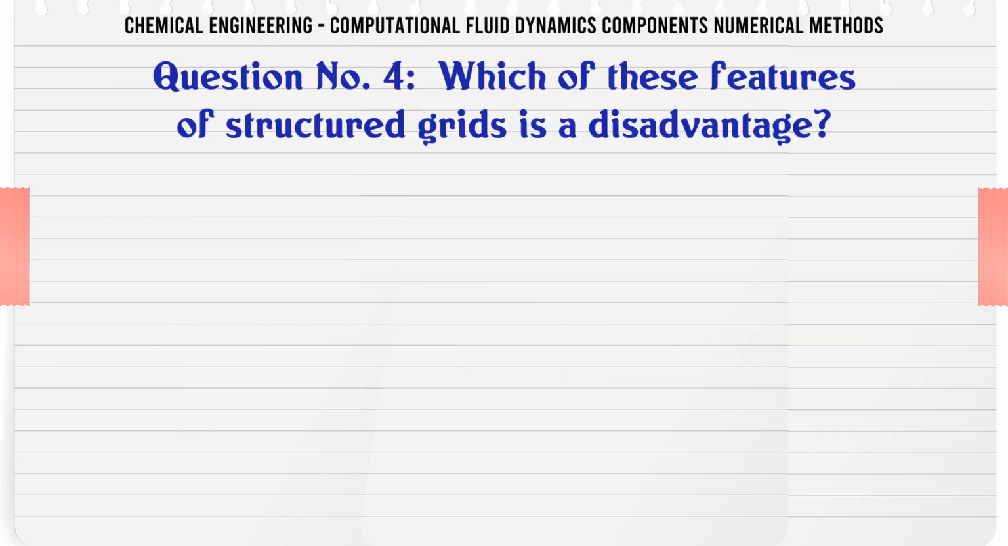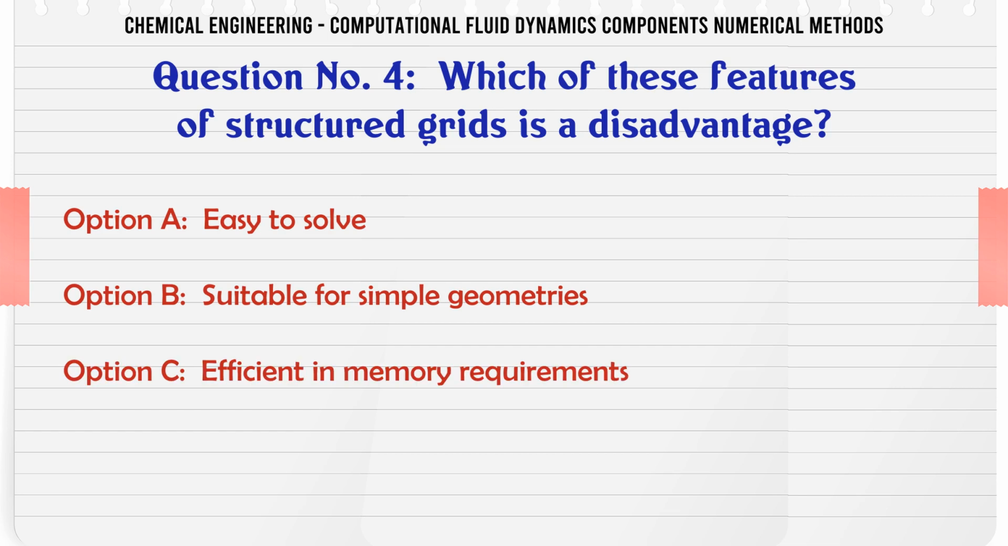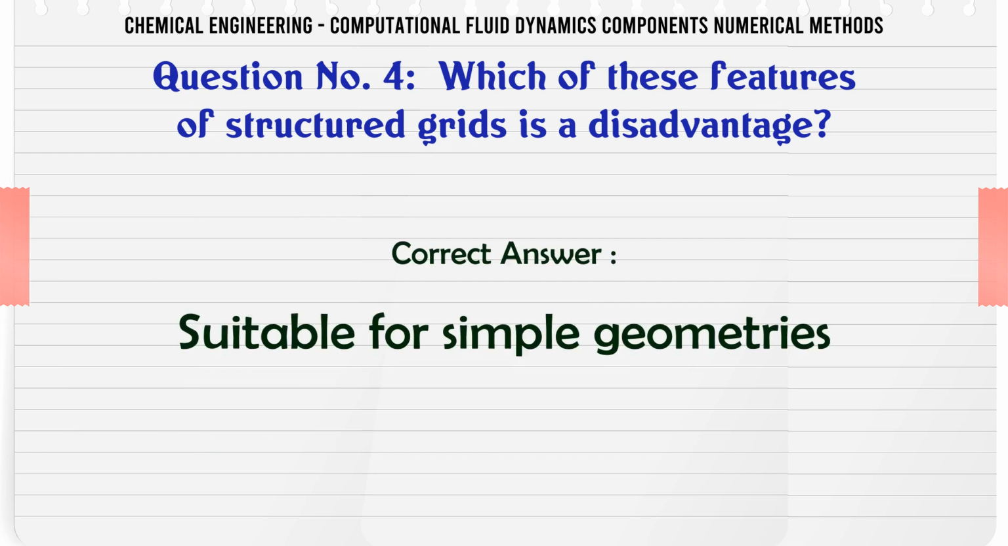Which of these features of structured grids is a disadvantage? A. Easy to solve. B. Suitable for simple geometries. C. Efficient in memory requirements. D. Less time requirement. The correct answer is suitable for simple geometries.